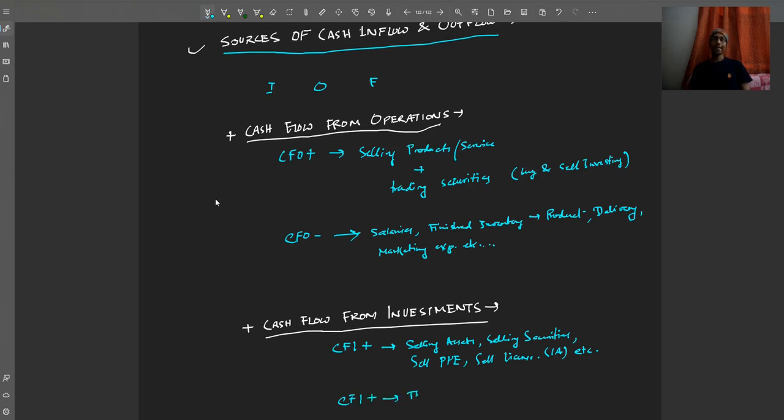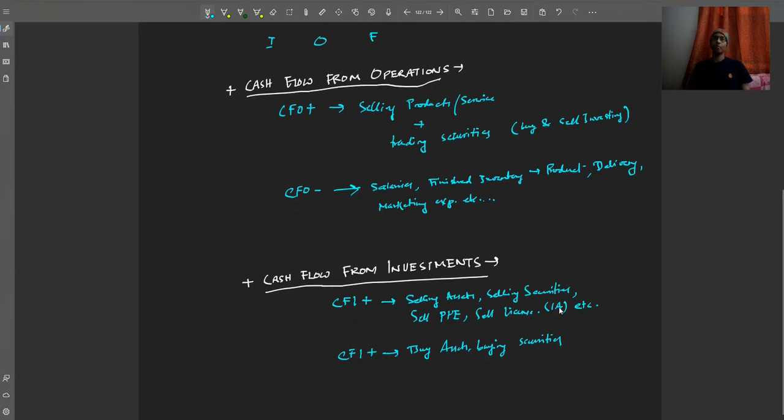A few examples of outflows: obviously buying assets, buying securities, right? Then buying property, plant and equipment, buying land and PPE, buying licenses or technologies, buying patents. These basically result in cash outflow. Sorry, I have mentioned the sign wrong here. This will be negative.